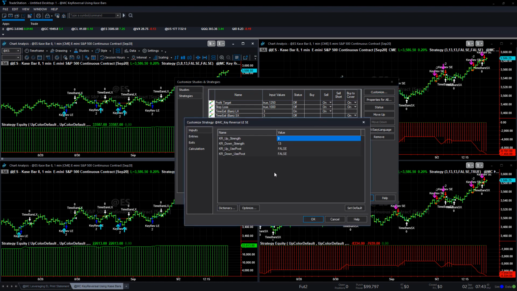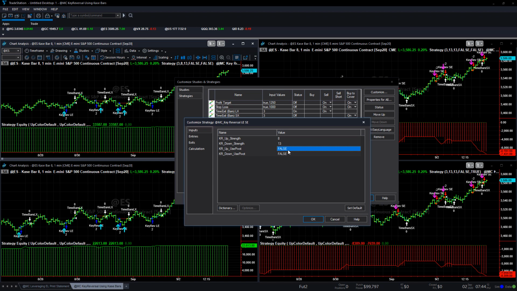So here in the inputs for the strategy, I've broken up the look back length for the highest high, lowest low as two inputs. So there's a key reversal up strength and a key reversal down strength. Key reversal up strength is used for long trades. Key reversal down strength is used for short trades. And here are the two inputs that allow me to turn on the pivot condition. So right now it's set to false, which means that it is only trading the key reversal.